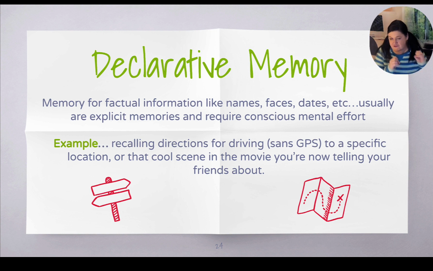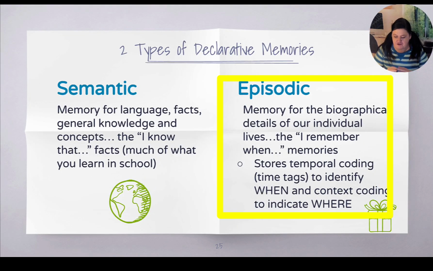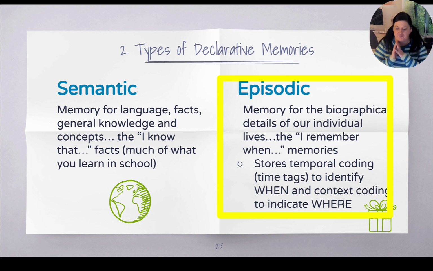Your toddler years, and then your childhood, and tween years, and then your teen years, and then adolescence, and then young adulthood, and then finally adulthood. So episodic then are more about memory of biographical details, right, about our individual lives. The stores of temporal coding, right, little time tags to identify when, and the context coding to indicate where. Okay, so temporal coding means when it happened, and the context coding or encoding is the where.